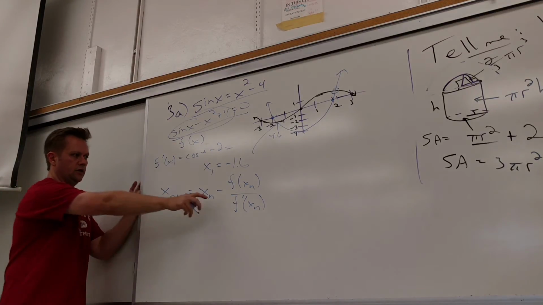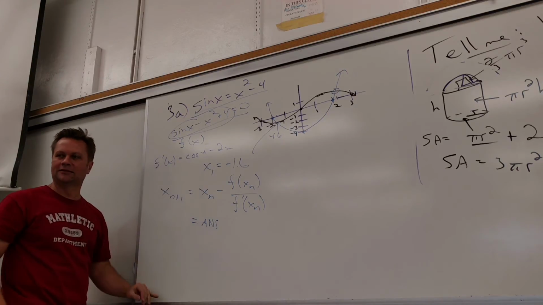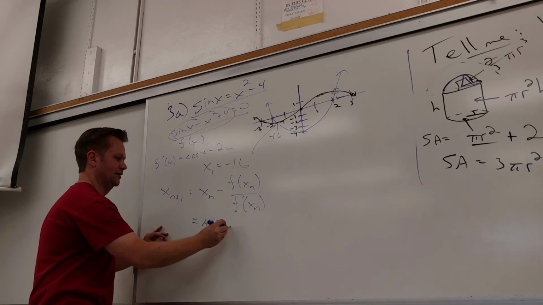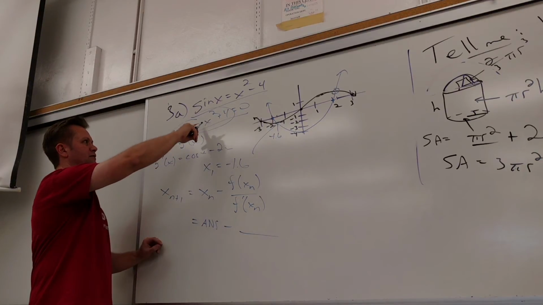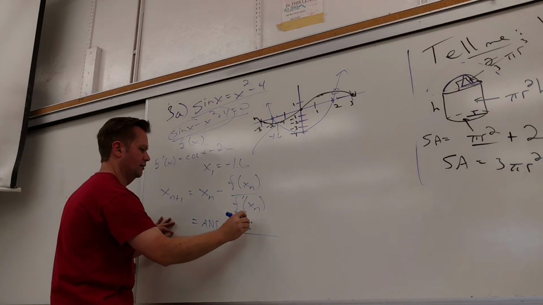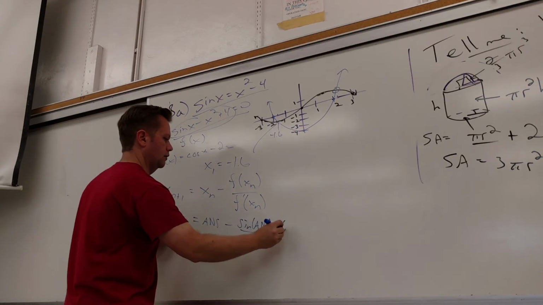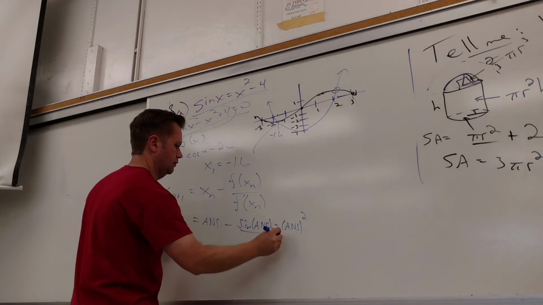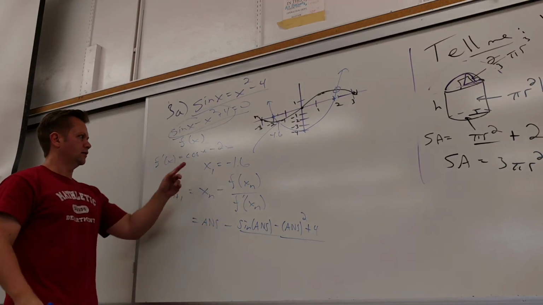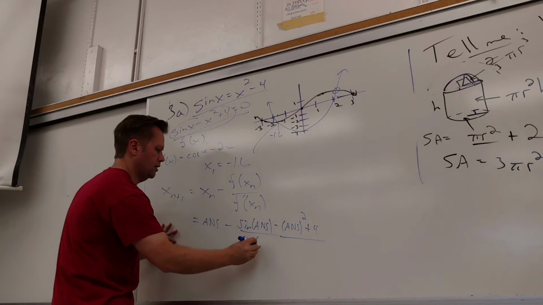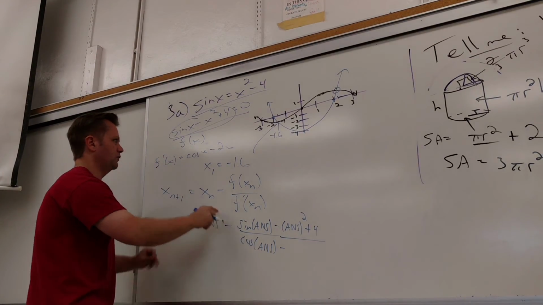So then this is going to look like ANS minus f of ANS over f prime of ANS. Hopefully, your ANS is not too big for the cosine.